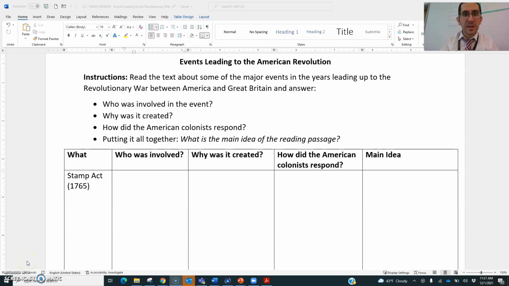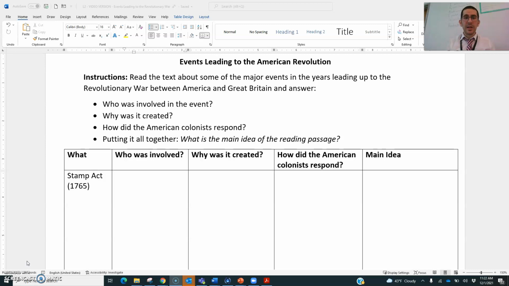All right, everybody, welcome to the activity Events Leading to the American Revolution. So, what we're going to do for this particular lesson is we're going to read the text about some of the major events in the years leading up to the Revolutionary War between the American colonies and Great Britain. And we're going to answer a few questions as we read each particular passage.